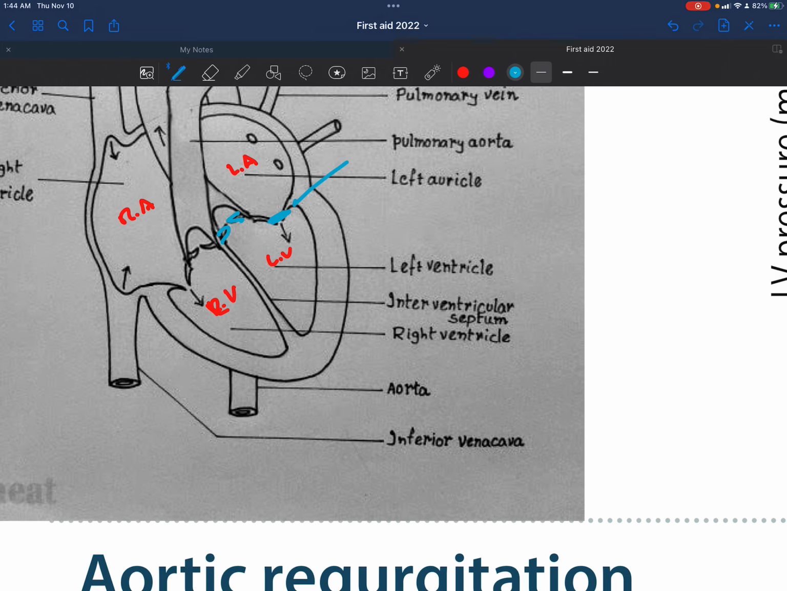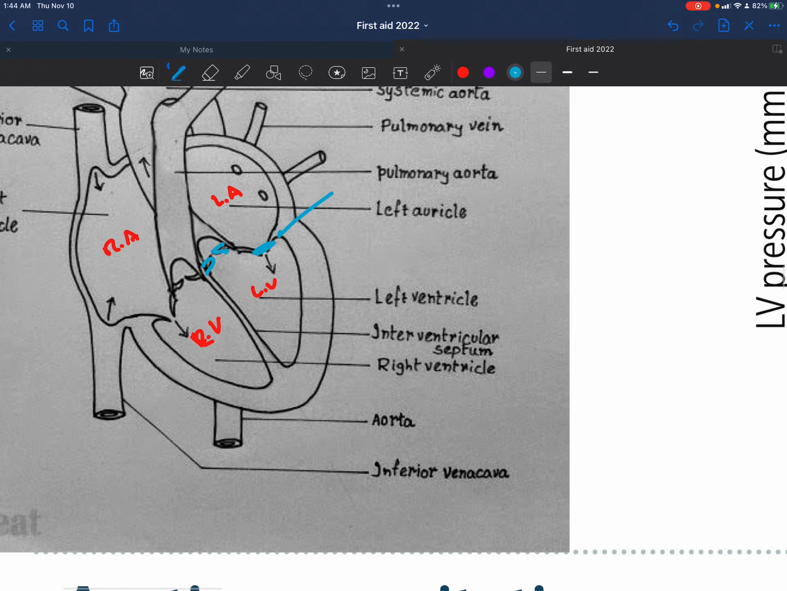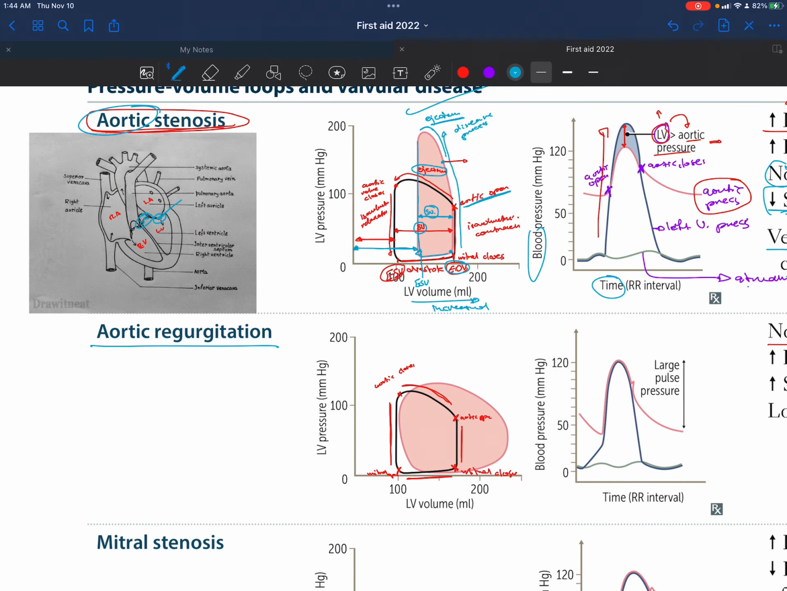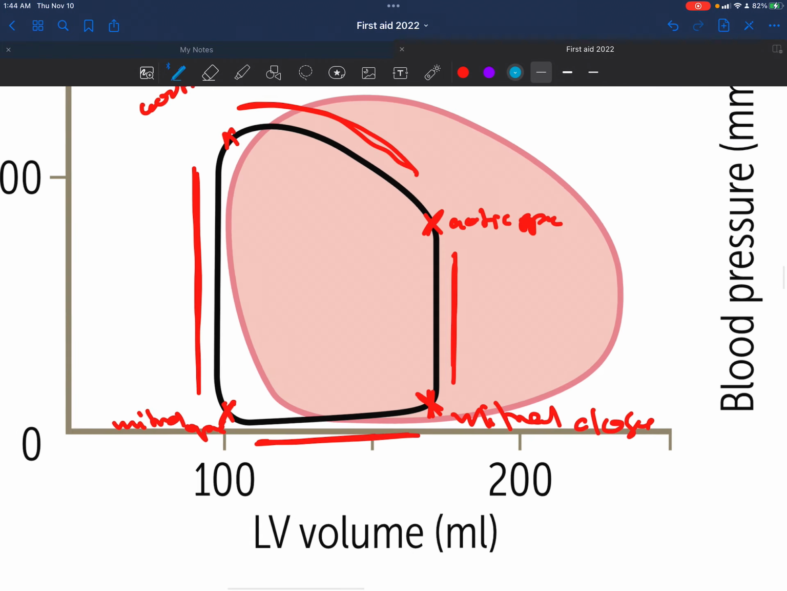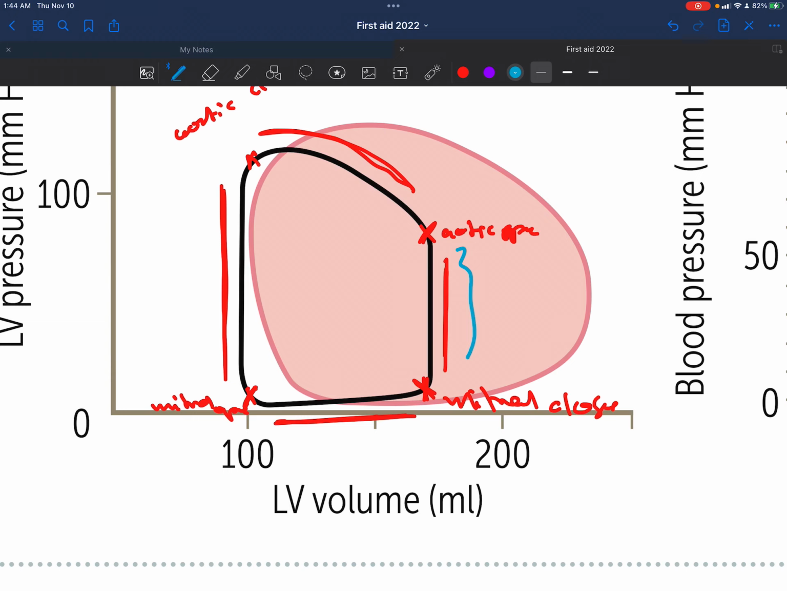So we will not have the isovolumetric contraction, because the isovolumetric contraction requires both of these valves to be closed. And we don't have that in aortic regurgitation. So what is happening is that, take a look at this normal, really nice, obvious isovolumetric contraction, and look how it looks over here.